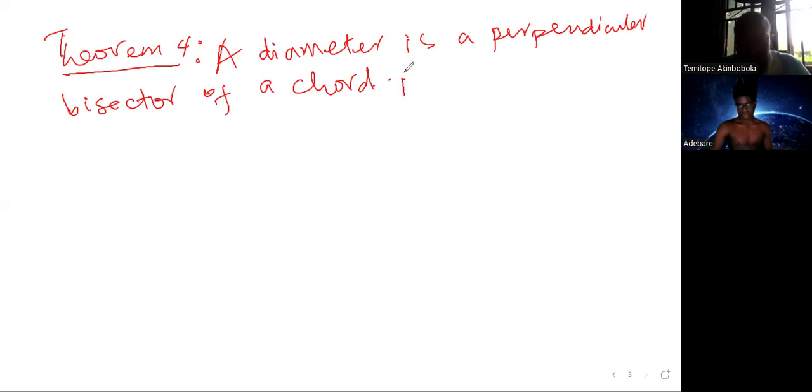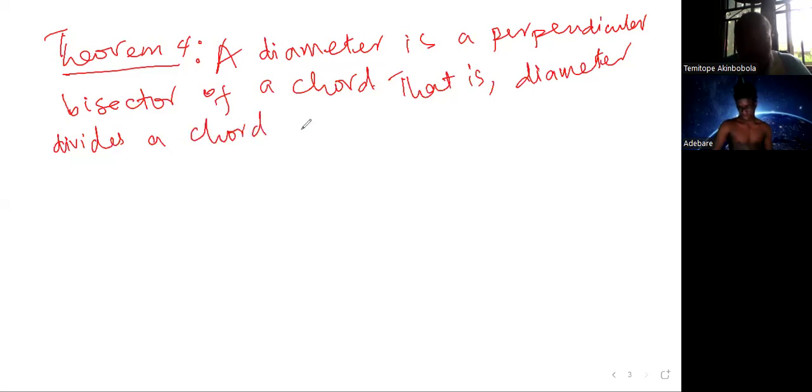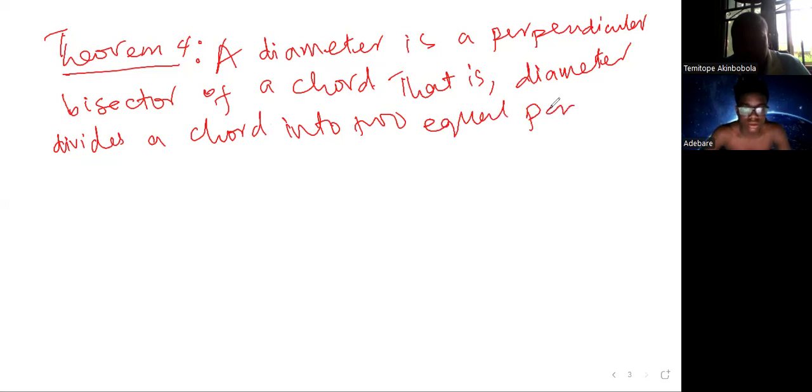That is, a diameter divides a chord into two equal parts. Do you get that theorem? He said a diameter is a perpendicular bisector of a chord. So let me draw it so that you understand what that statement is saying.